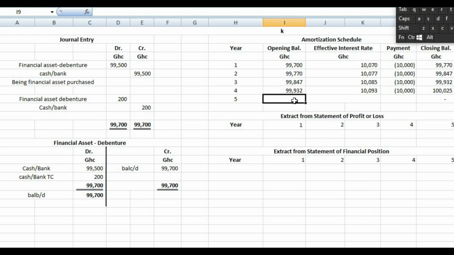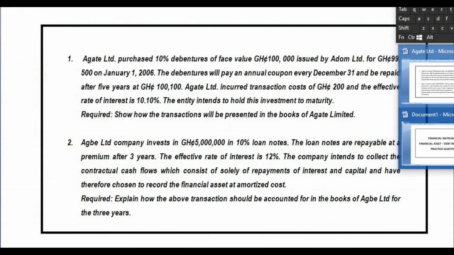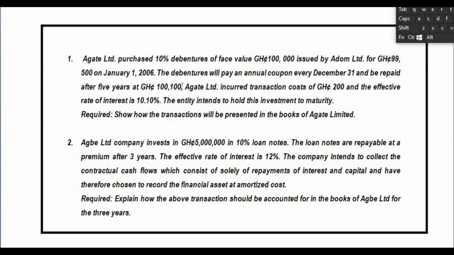So we shouldn't have any closing balance at the end of year 5. Alright. So at the beginning of year 5, we were having 100,025, right? And we have to redeem. So let's go back to our question. So we were told that it will be redeemed at 100,100, right? And that year the coupon will be paid.